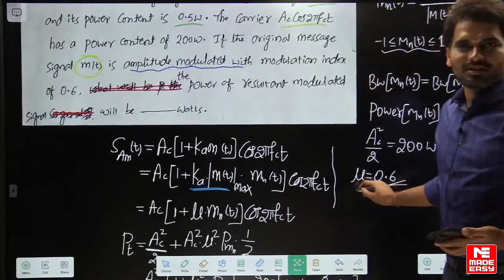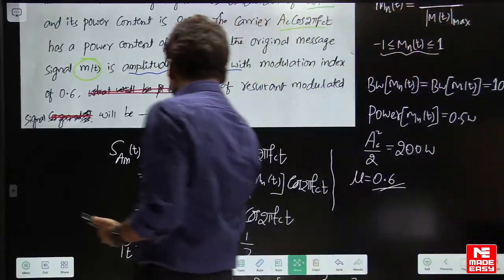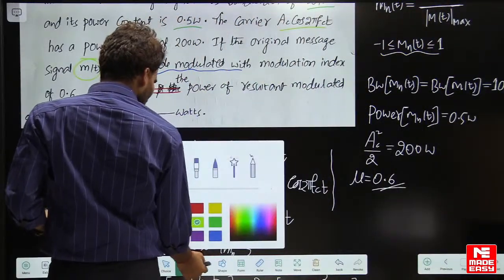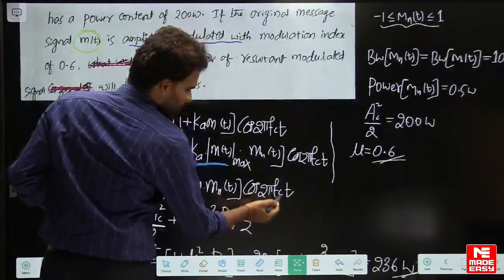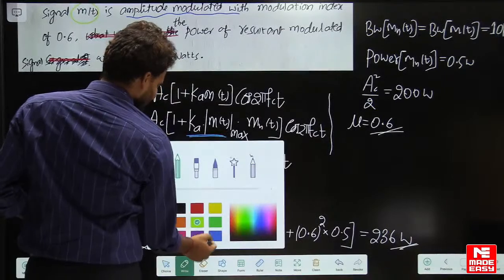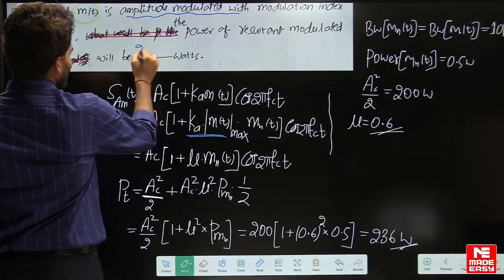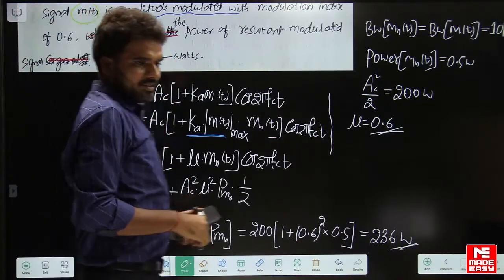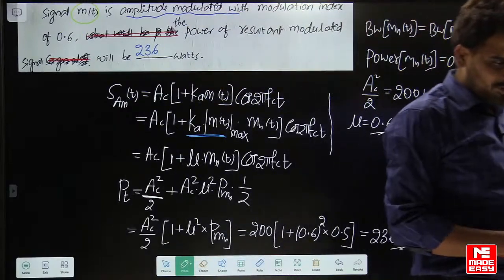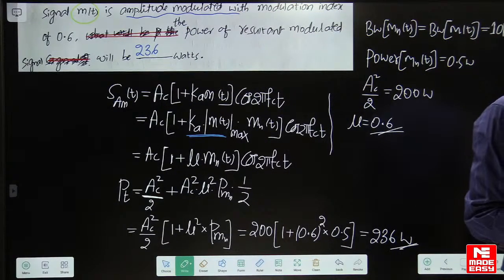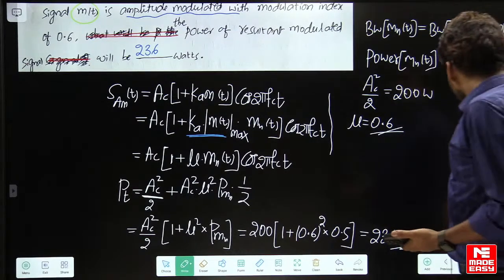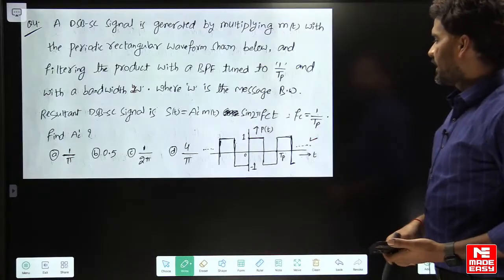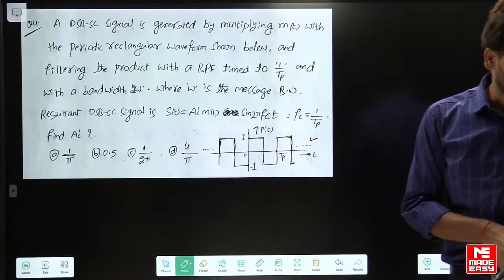Yes, in numerical answer type questions, do check the units, in which units the answer is expected. He is expecting it in watts. How much is that? 236. So 236 will be the correct answer. I'm impressed, most of you gave correct answers. Very good. Yeah, next question. Let's proceed to the next question.